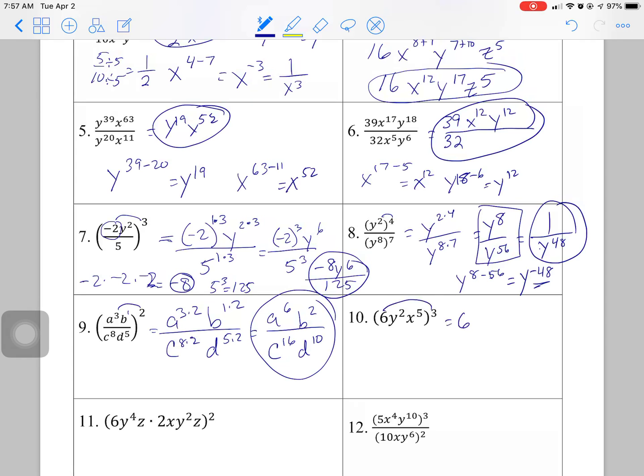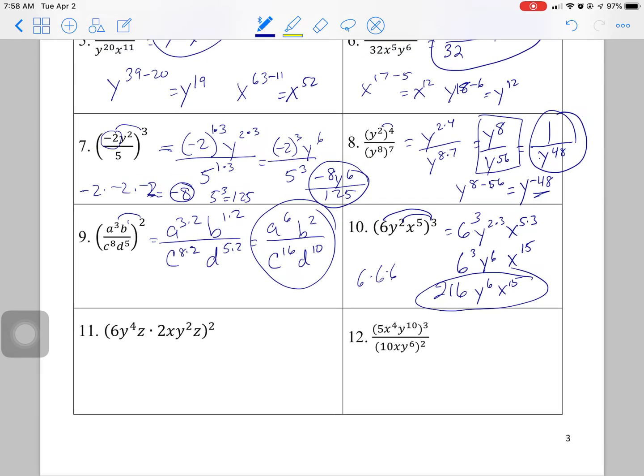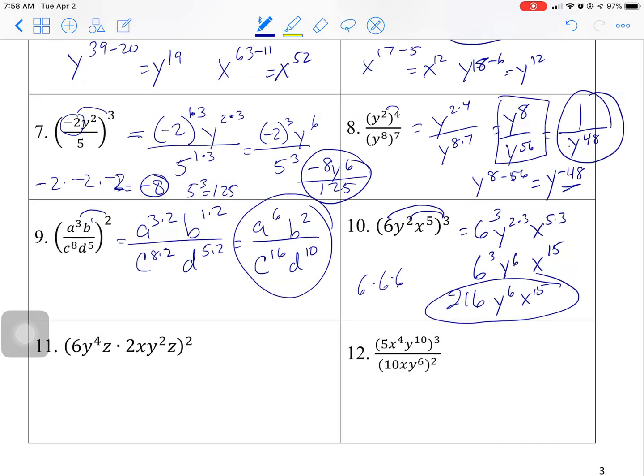This is 6 to the 3rd, y to the 2 times 3, x to the 5 times 3. Excuse me, 6 to the 3rd, y to the 6, x to the 15. And then 6 times 6 times 6 is 216, y to the 6, x to the 15. And the last one, 6 to the 1 times 2, y to the 4 times 2.